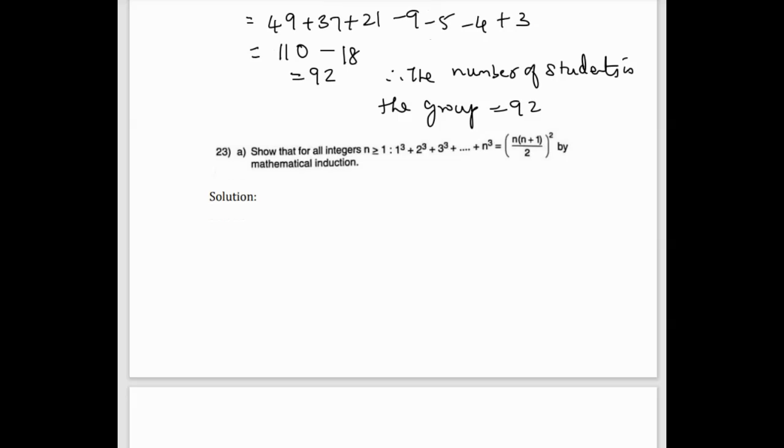Now moving on to the next question, we have to show that the given statement is true by using mathematical induction. So this is again, let us take P of n equals the question: 1 cube plus 2 cube plus 3 cube plus goes on till plus n cube equals n into n plus 1 whole square divided by 2.